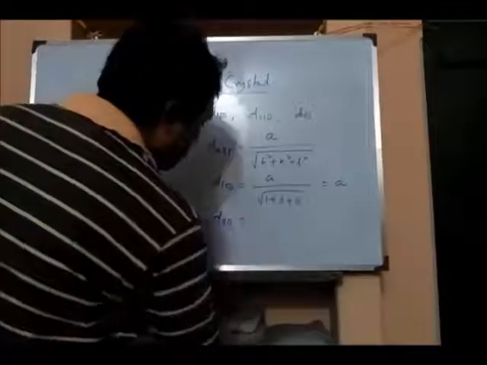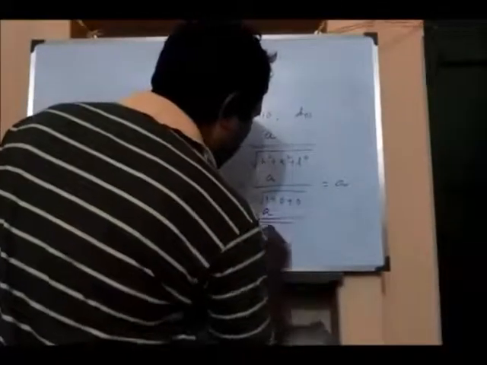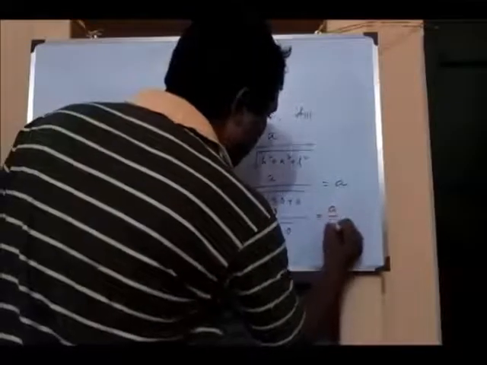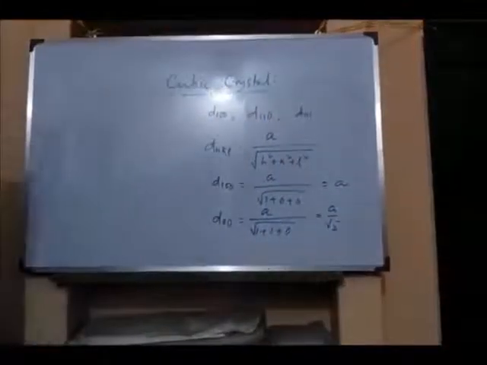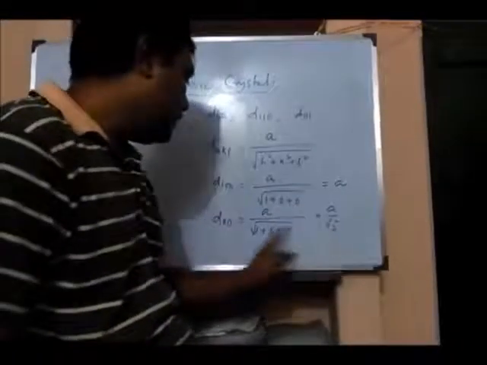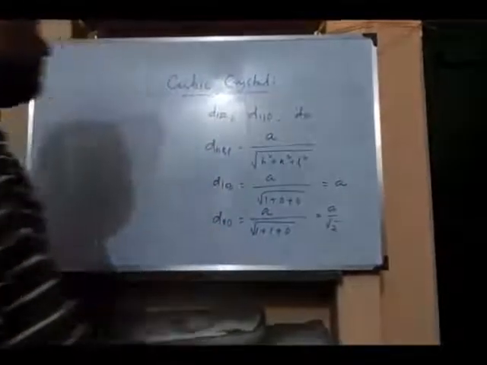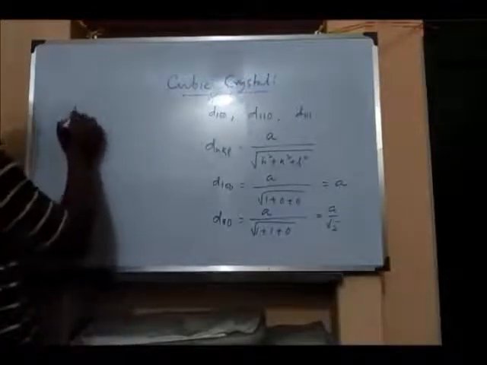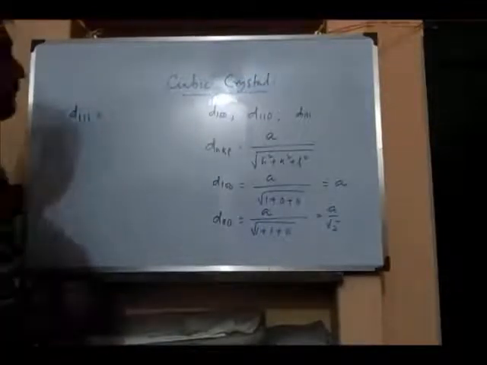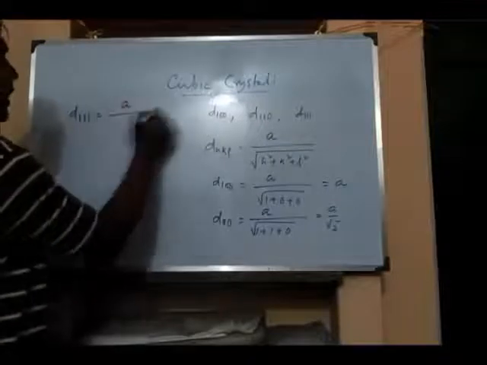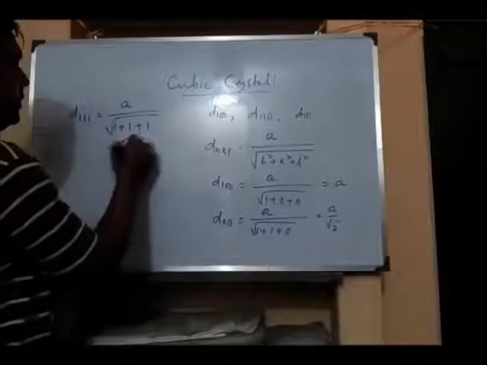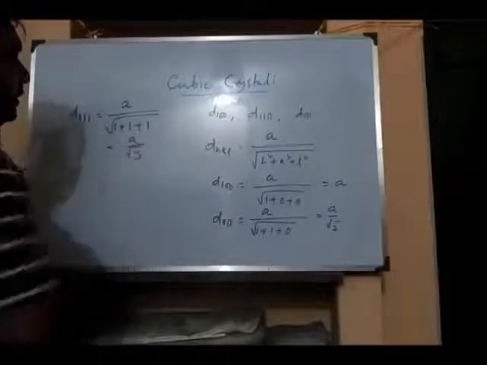Now for D110. D110 will be A divided by root over 1 plus 1 plus 0, so A divided by root 2. Now for D111, this spacing will be A divided by root over 1 plus 1 plus 1, so this will be A by root 3.